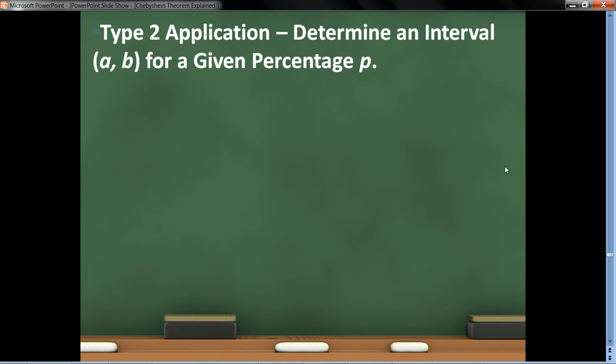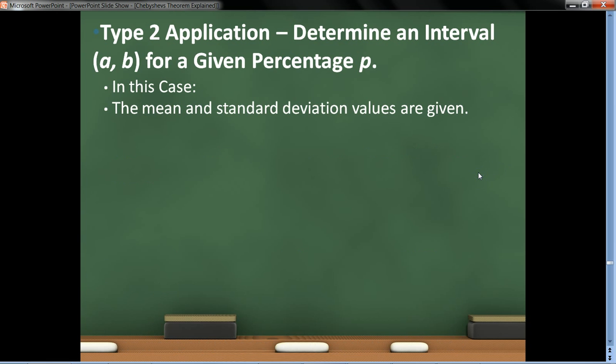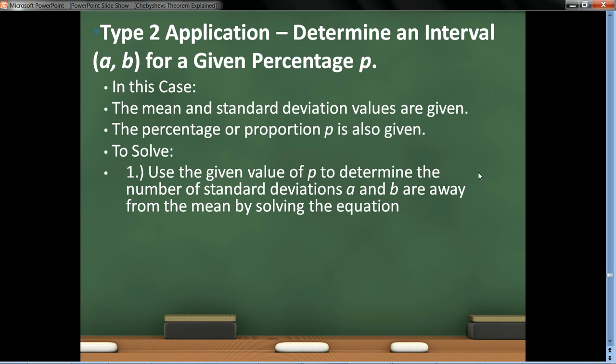Now the second type is kind of turning that application on its head. Find the interval of values, A and B, for a given percentage, P. In this case, the mean and standard deviation values have to be given to us, and the percentage or proportion P also has to be given. To solve these, first we use the given P value to determine k, in other words, the number of standard deviations A and B lie away from the mean.